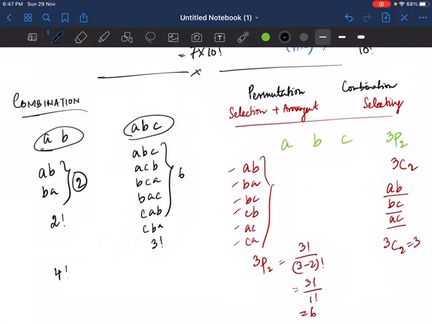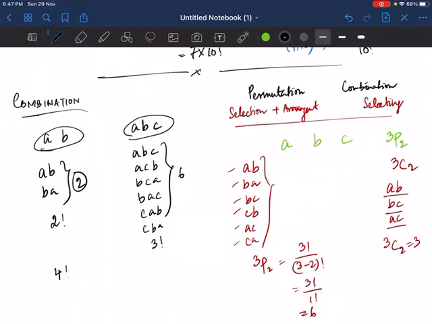Like so, the more the number, the same way you can arrange. Suppose you have 10 objects, you can arrange them in 10 factorial ways. So I hope it's very, very clear. So basically, the arrangement of 15 objects will be 15 factorial, right?